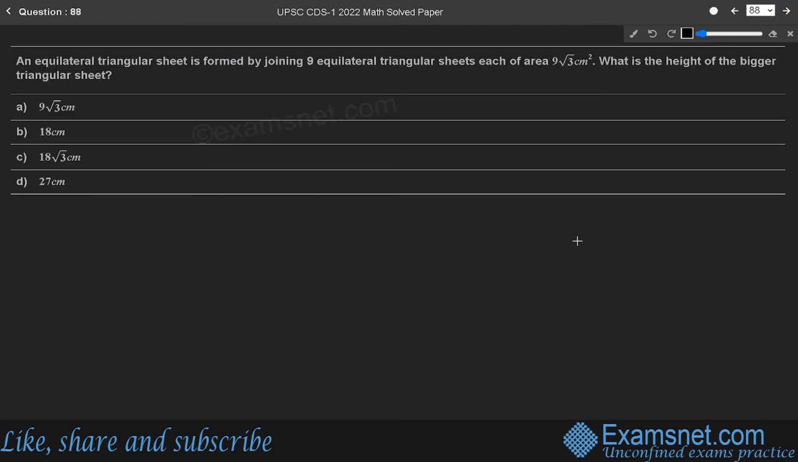Next question is: an equilateral triangle sheet is formed by joining 9 equilateral triangular sheets, each of area 9 root 3 centimeter square. What is the height of the bigger triangular sheet? See, this is an interesting question, but before moving on to the question, first let us make the required diagram. The question talks about an equilateral triangular sheet, so first make an equilateral triangle. So let this be the equilateral triangle.